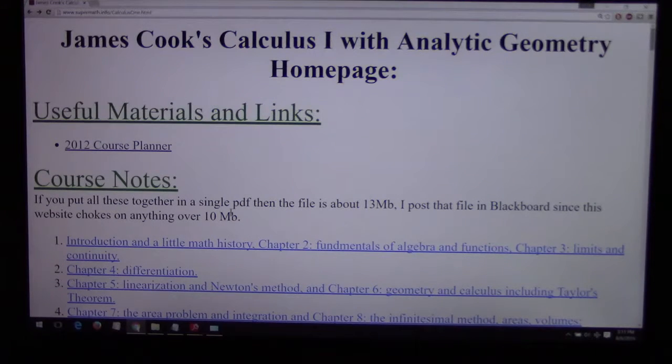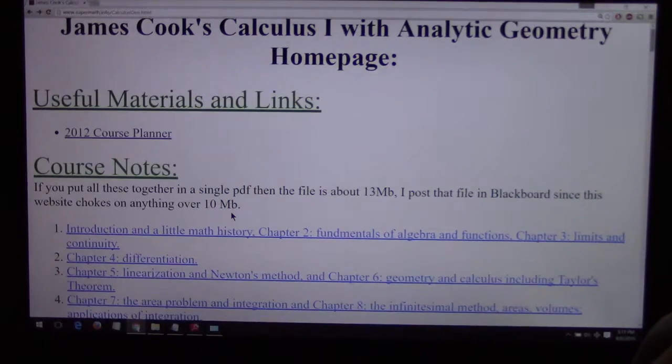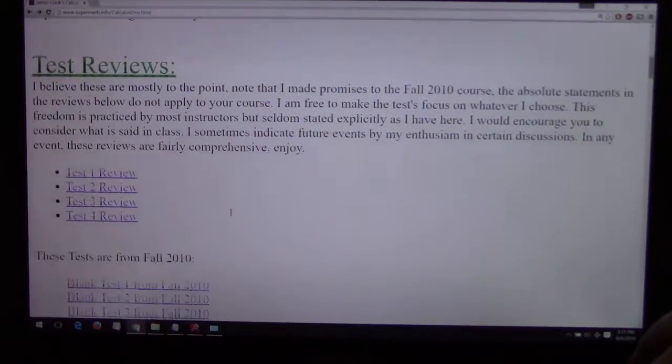Alright, I have grown weary of trying to get my screen capture program to work, so I decided to go with a more old school screen capture. Let's see here. So this is the Calc 1 page. I just added a couple things to it.